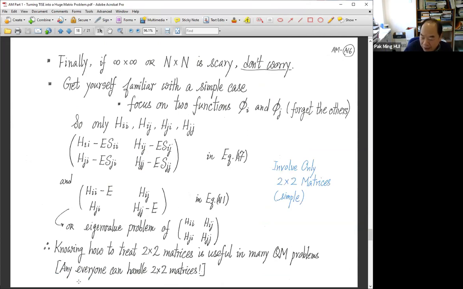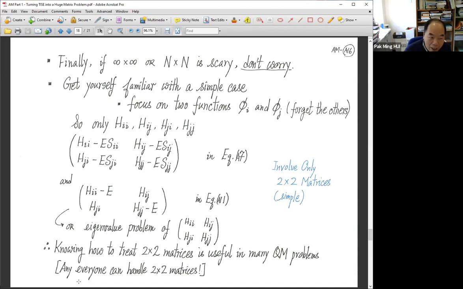So far we have been handling big matrices, infinite by infinite or million by million. Now let me tell you that in computational physics, it's rather easy to handle a million by million matrix. They're routinely done, for example, doing material science problems. Nonetheless, if it's too scary for you, don't worry.